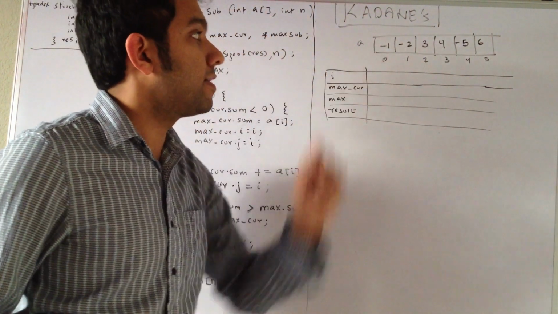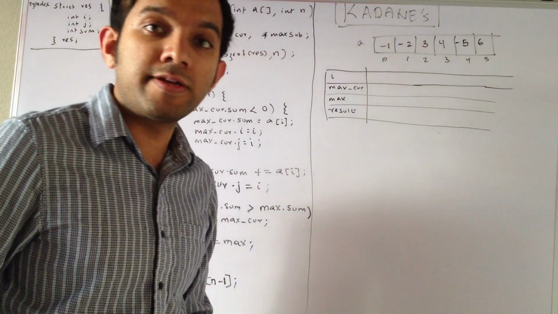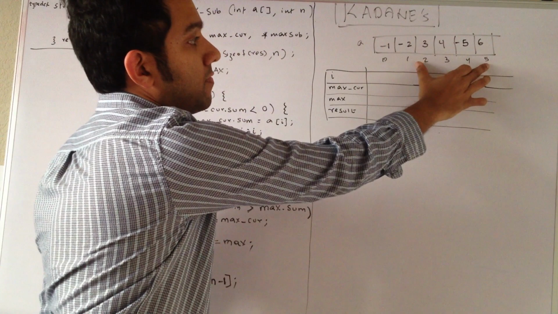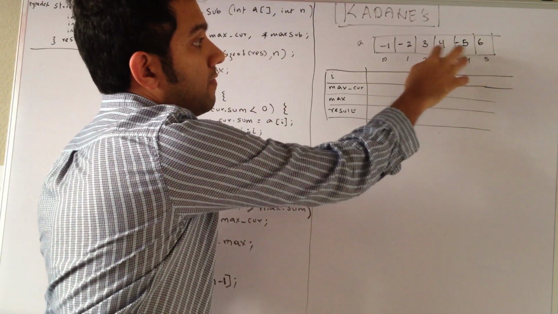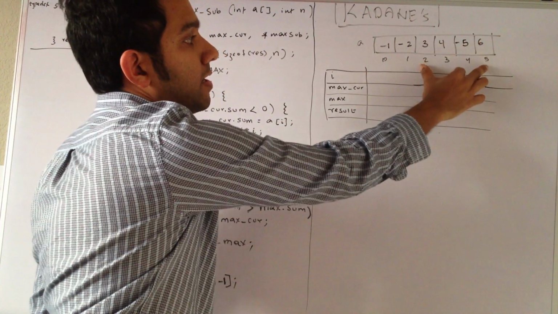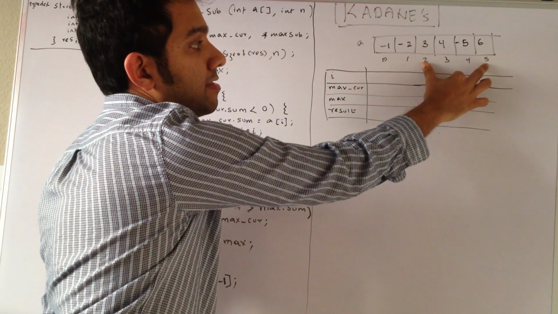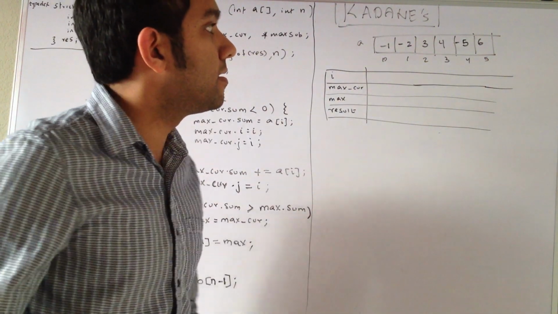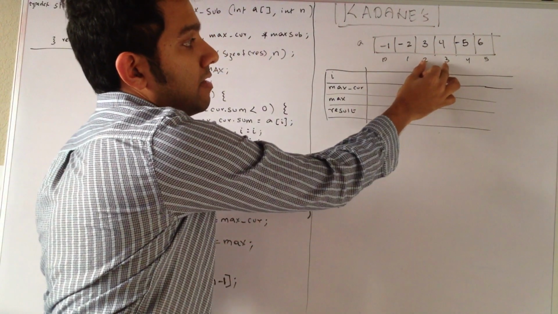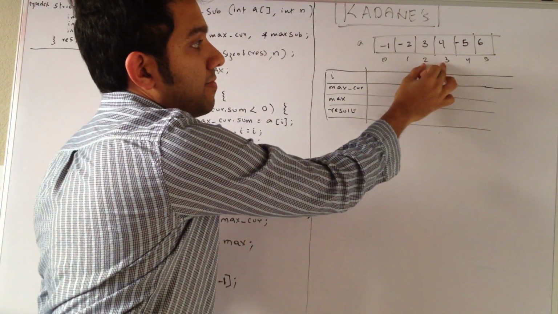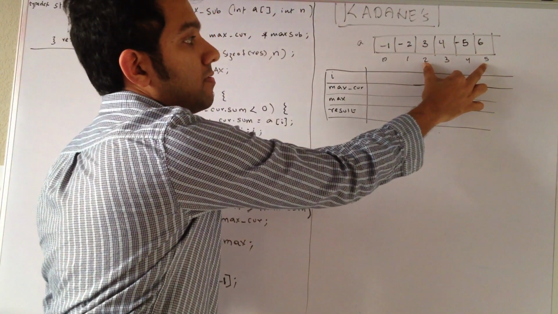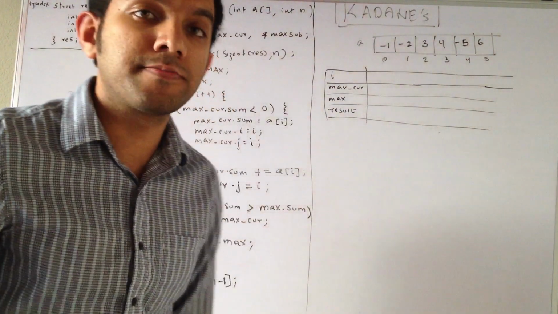For example, we have an array here with 6 elements in it, and the maximum sum subarray in this array is 2 through 5. So we have 3, 4, minus 5, 6, which sums to 8. So this is the maximum sum subarray that we can have in this array. For example, 2 and 3 is not the maximum sum because its sum is 7. So the maximum sum subarray is 2 through 5 with a sum of 8.